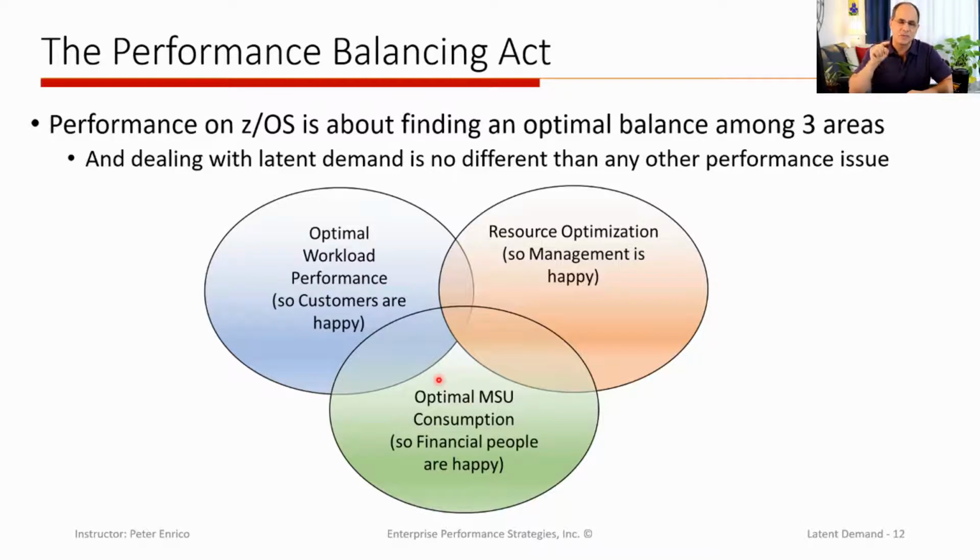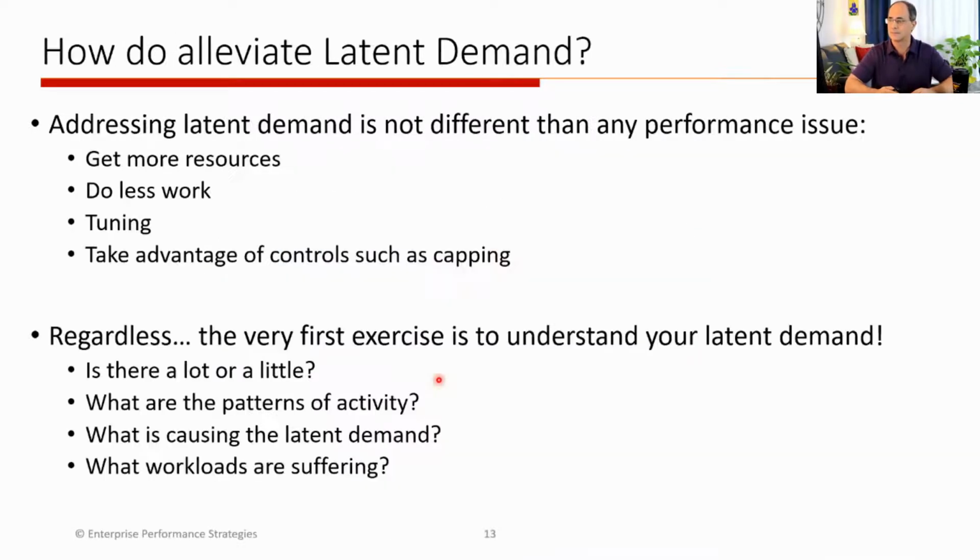And that's a big theme when analyzing latent demand. Not just the fact that we have it or how much we have it, but are the workloads that are suffering the ones you want to suffer if we don't have enough of these, if we can't achieve optimal performance in all 3 of these areas simultaneously?